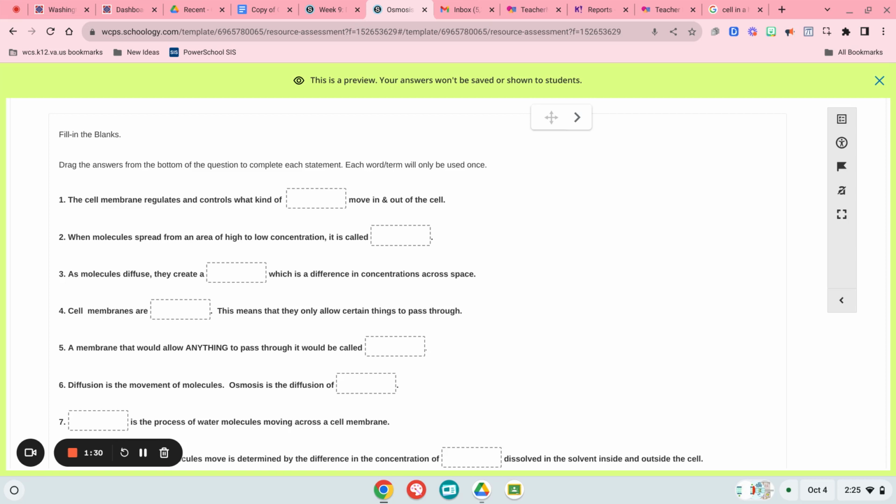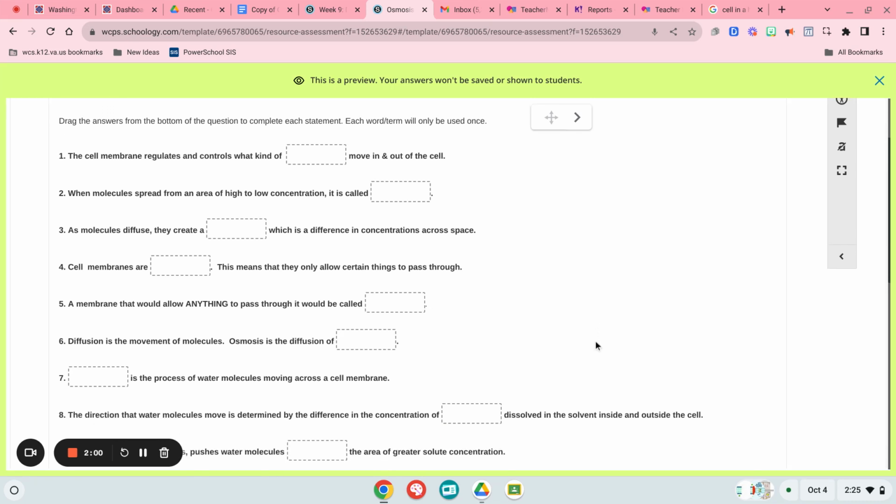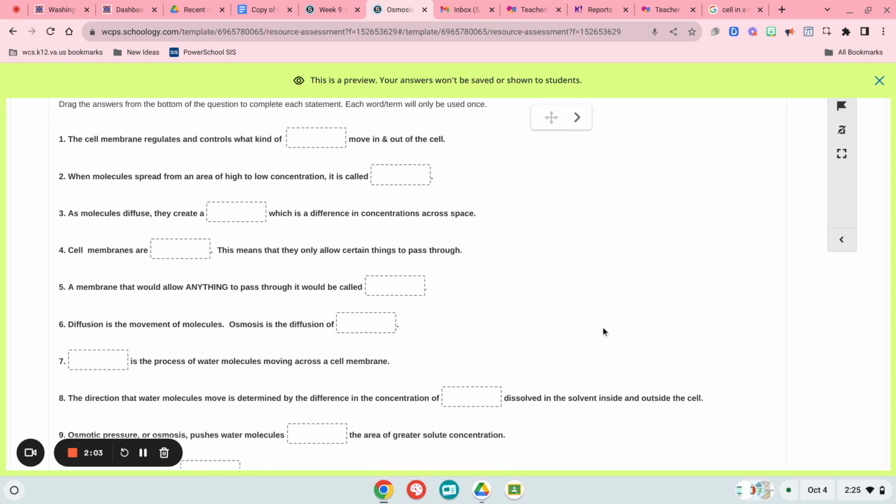Number four, cell membranes are blank. This means that they only allow certain things to pass through. Again, this is where homeostasis begins, with this particular characteristic of cells. And number five, kind of to piggyback on that, a membrane that would allow anything to pass through, regardless of concentration, would be called this instead.